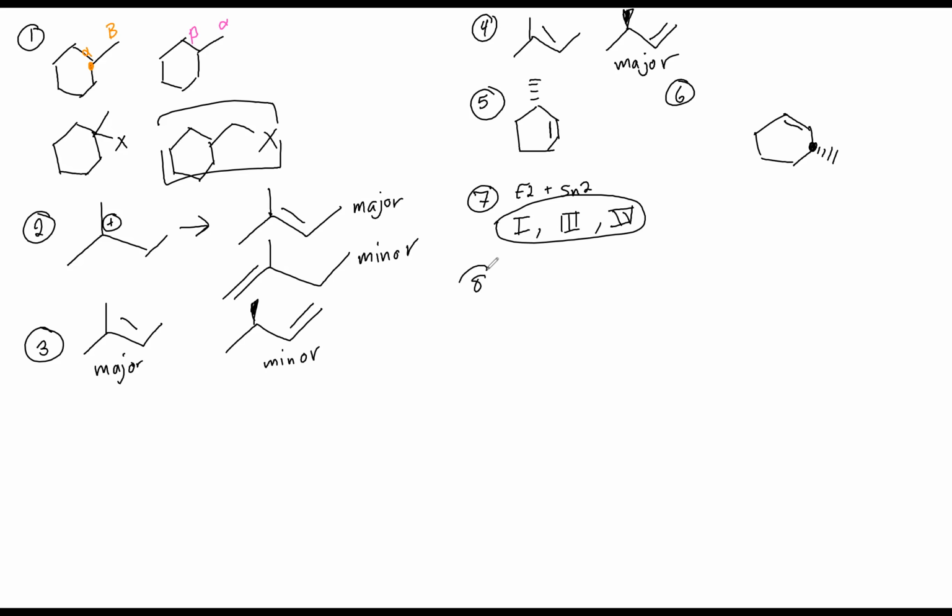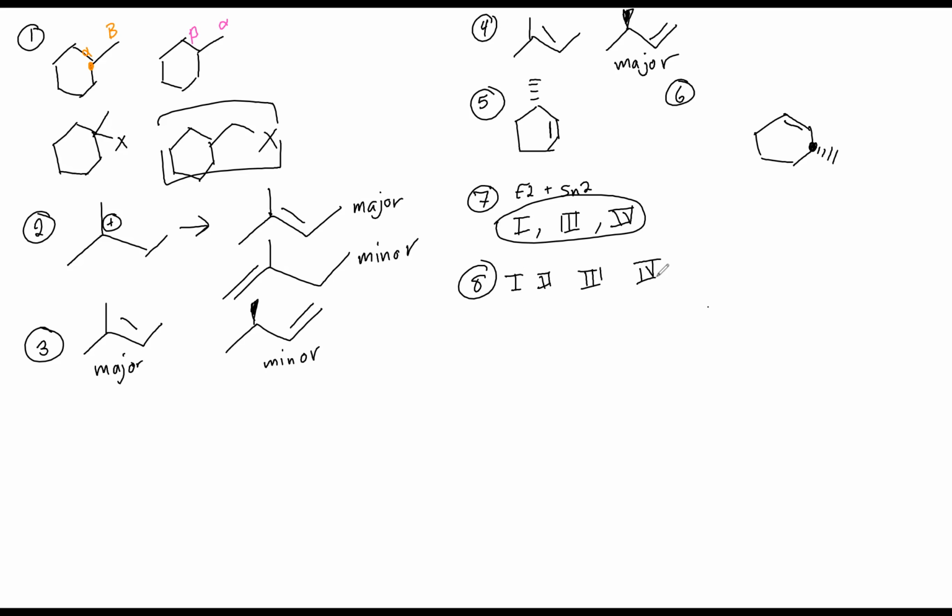And then for 8, if we replaced OH with that weak base, weak nucleophile, we would end up with all 4 products. So 1, 2, 3, 4. Okay? So that's the summary for those questions. I hope they were hard enough.